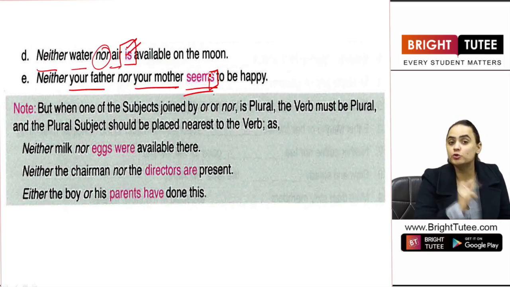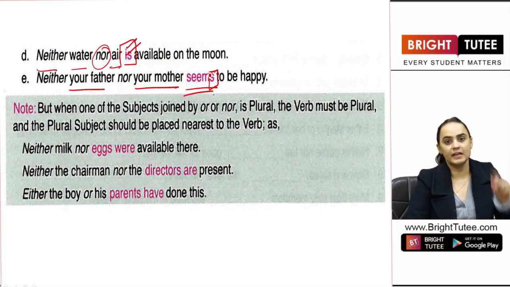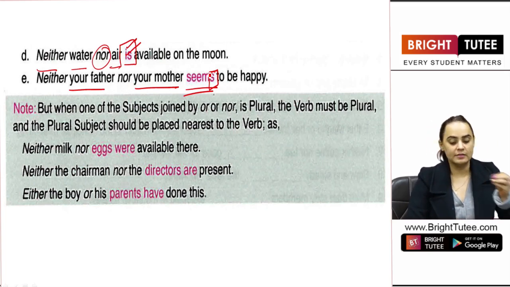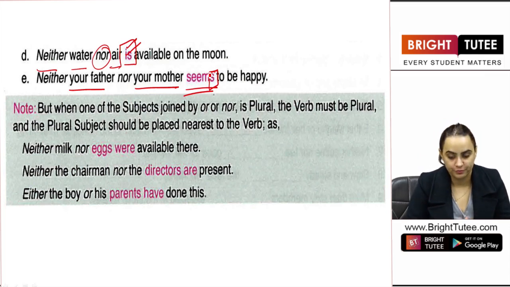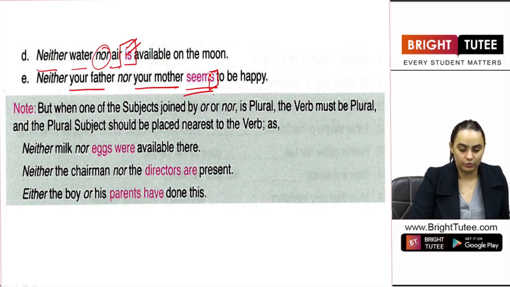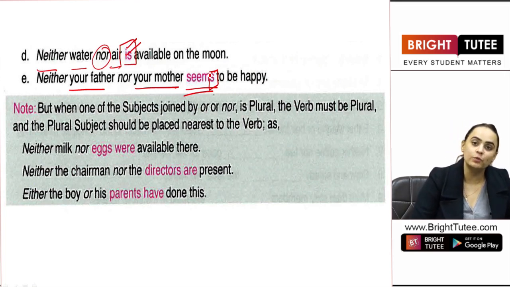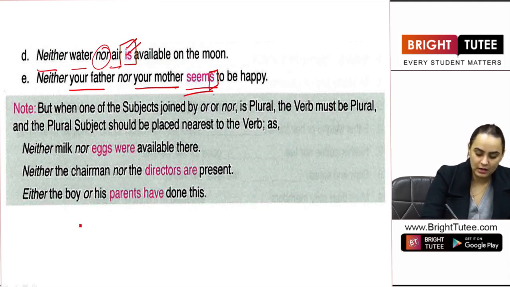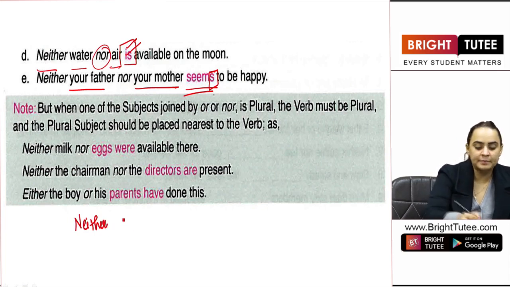However, we need to understand that if in a sentence which is joined using the conjunctions neither nor or either or, if one of them is plural, and the plural one is near to the verb, in that case the verb will also be plural. What do I mean by that? Let us explain and understand this with the help of an example.